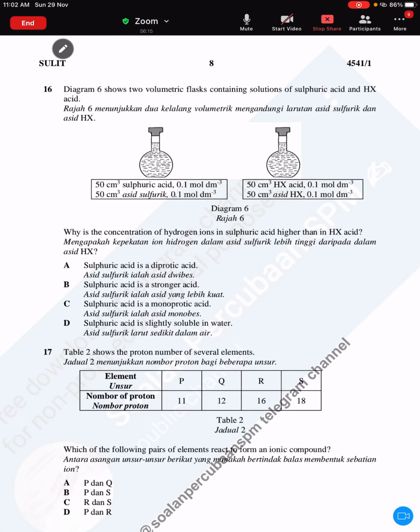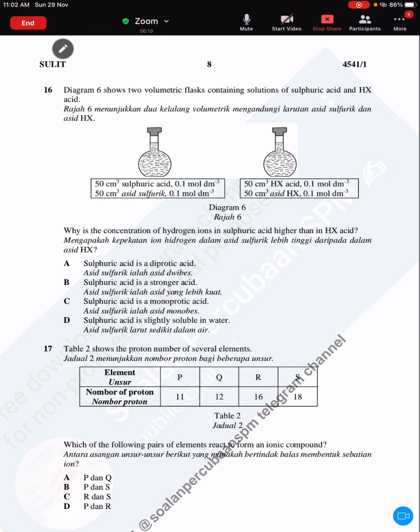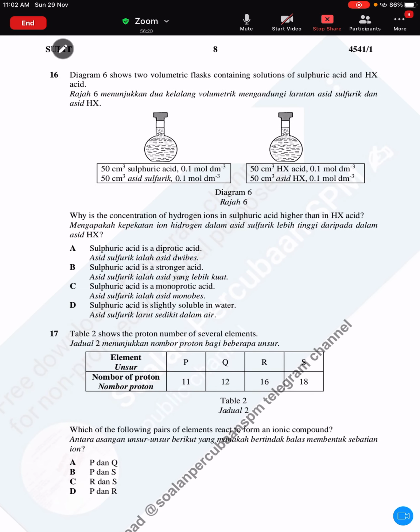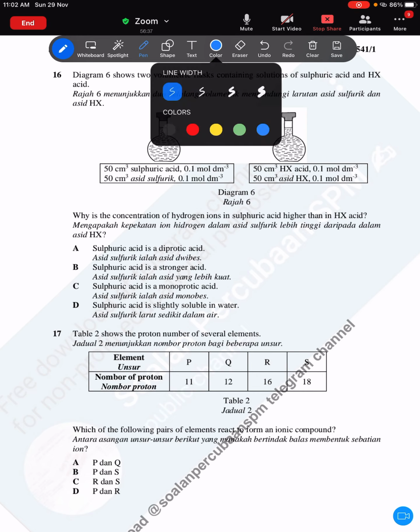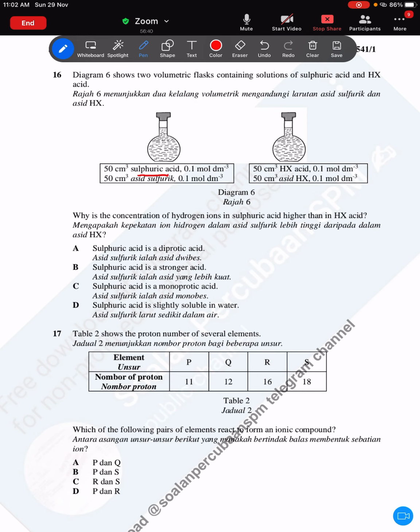This one. Okay. Diagram 6 shows two volumetric flasks containing solutions of sulfuric acid and HX. Based on this observation, my dear students, sulfuric acid is H2SO4. Therefore, it is a diprotic acid. And based on here, HX only has one H. Therefore, it will be a monoprotic acid.